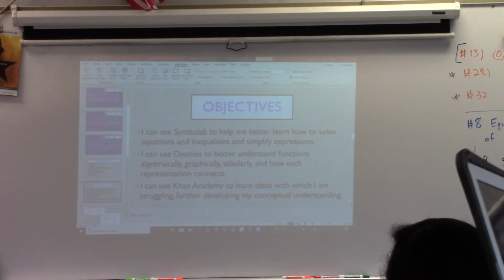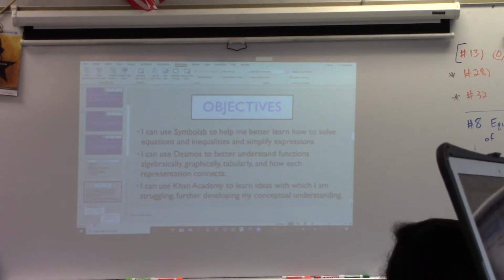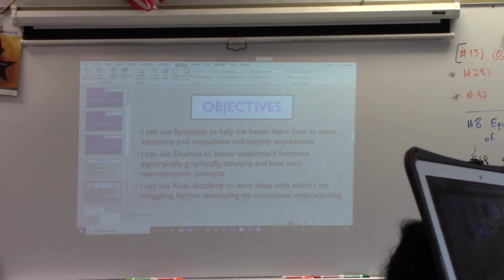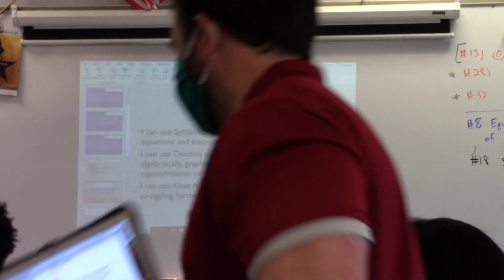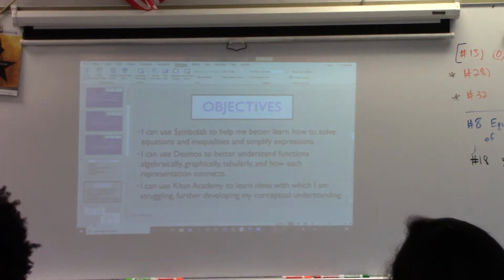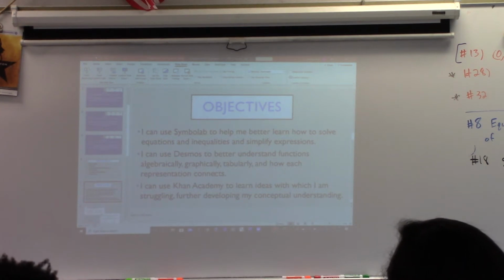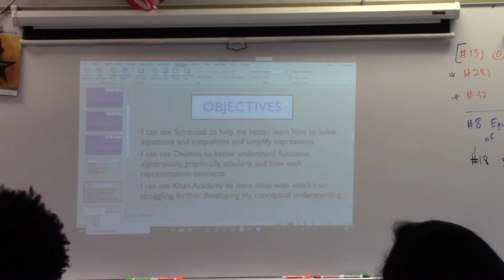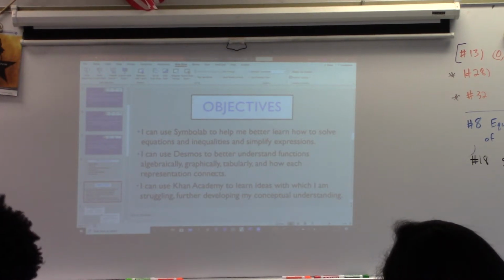Layla, can you read our second objective? I can use Desmos to better understand functions algebraically, graphically, and tabularly, and how each connects. Next, Desmos and Khan Academy. All right, so we want to use Desmos to better understand those functions algebraically, graphically, tabularly, and how each of those representations connects. So, Kelsey, thank you.